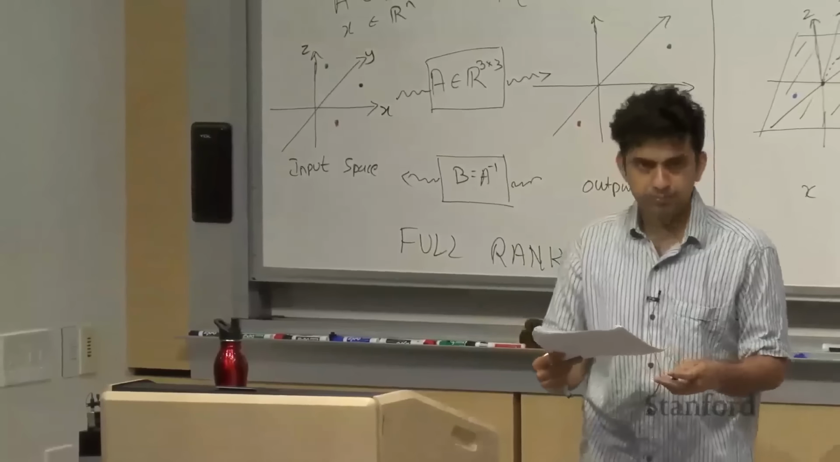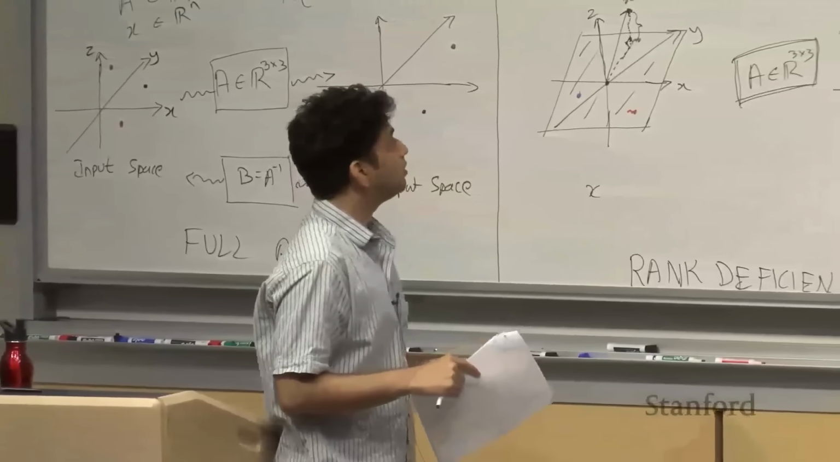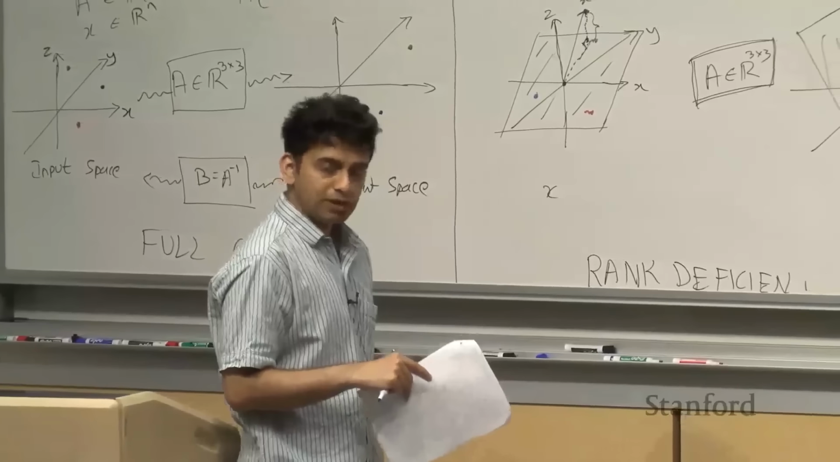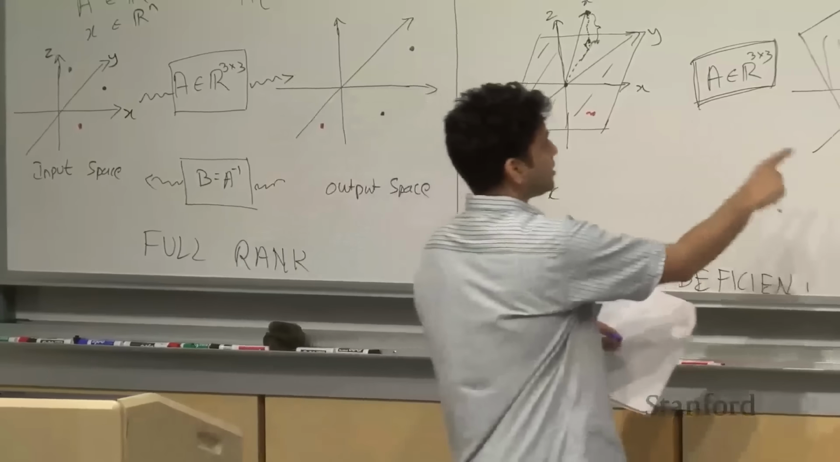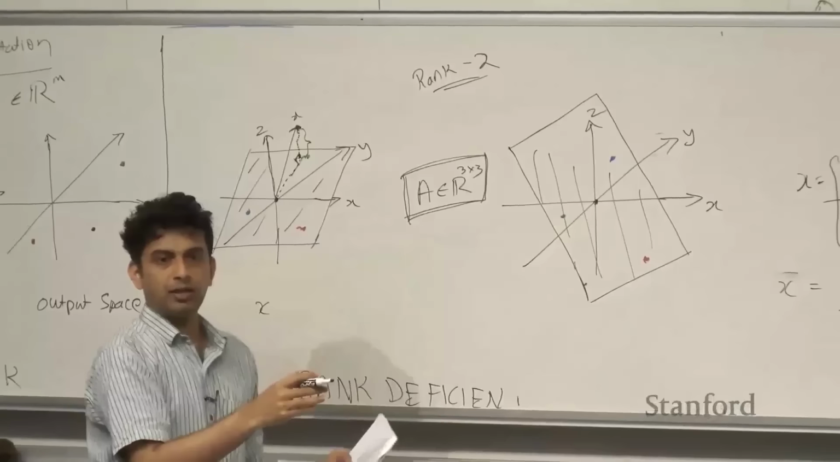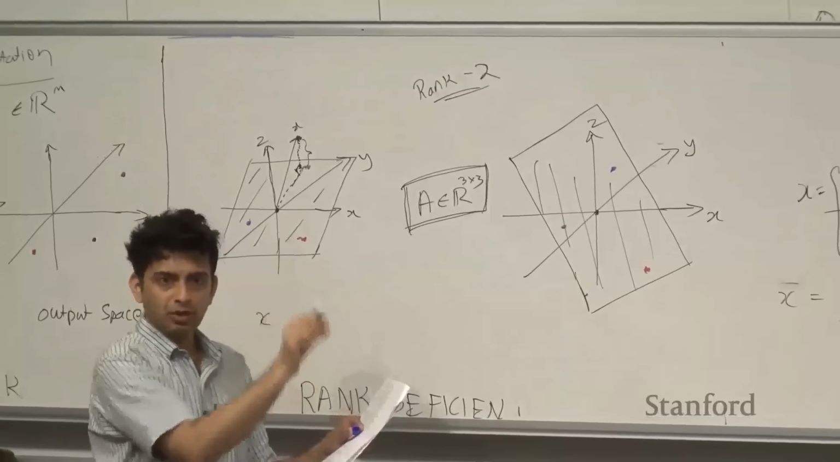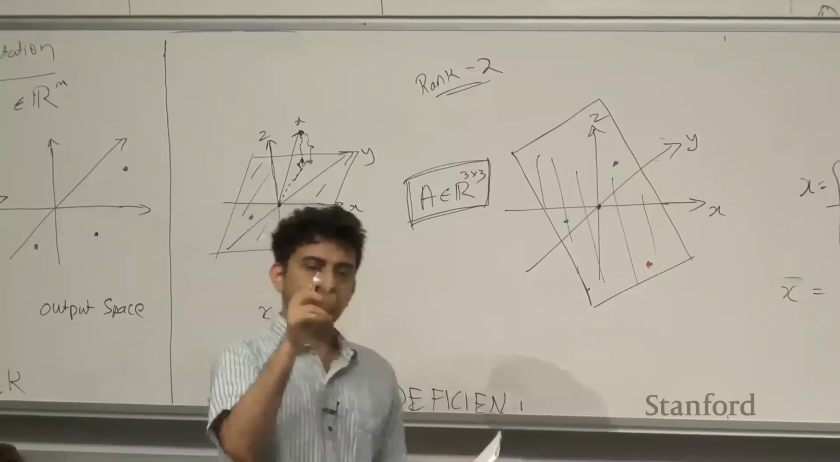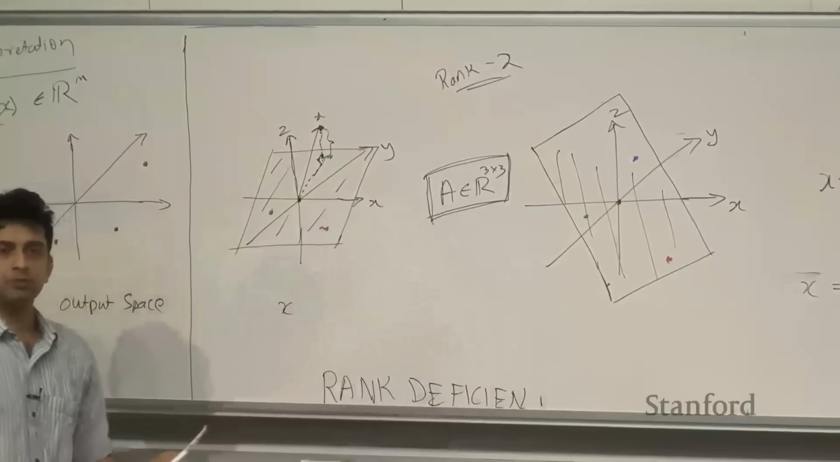Okay. Yes, question. What if the subspace doesn't pass through the origin? Subspaces always pass through the origin. By definition, they pass through the origin, because this is always going to be some linear combination of the rows or the columns, and the linear combination can be just zeros, just 0 times column 1 plus 0 times column 2. So the origin is always part of both the input subspace and the output subspace.